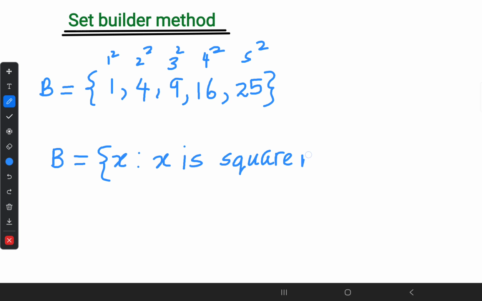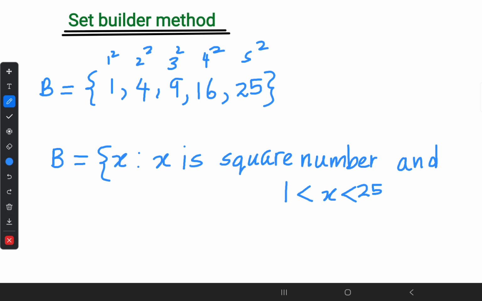But not only that is enough. We have to give the specific boundary as well. X is square numbers. And thereafter, what is the limit of this x? What's the range? Starting from 1, ending at 25. So you should give the proper limit. Starting from 1, ending at 25, in between our x is located. So here you can write your inequality like this.